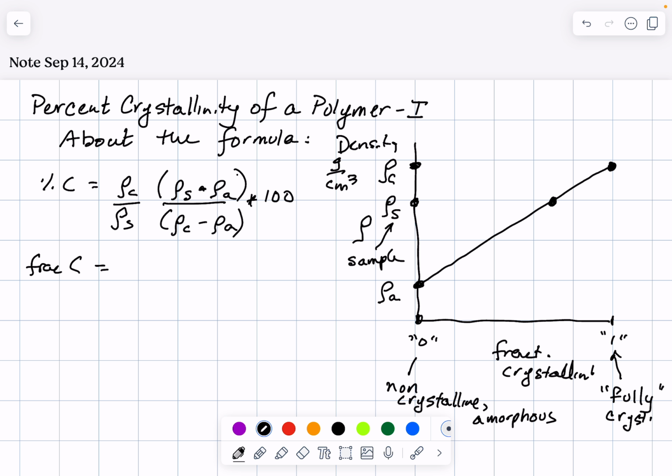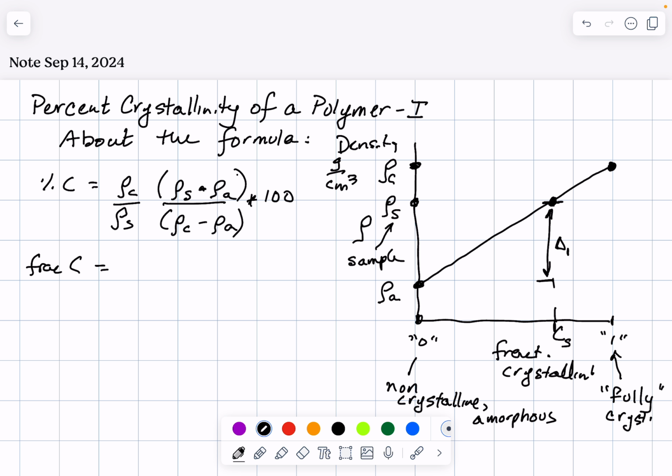And so this density of a sample would correspond to a fraction crystallinity that I could call here, C, let me just call it CS. So that would be the crystallinity of the sample. And so what this formula is telling us, and I'm going to write it a little differently because it makes sense to me in my head to think of it this way, is that the difference between the density of the sample and the density of the amorphous phase, I'm going to call that difference delta 1.